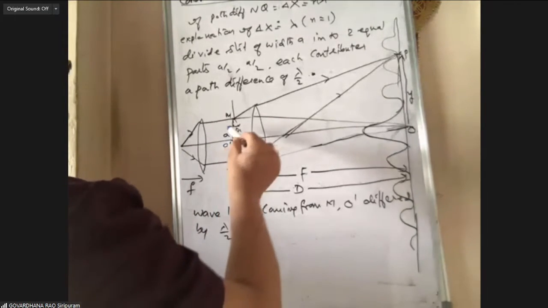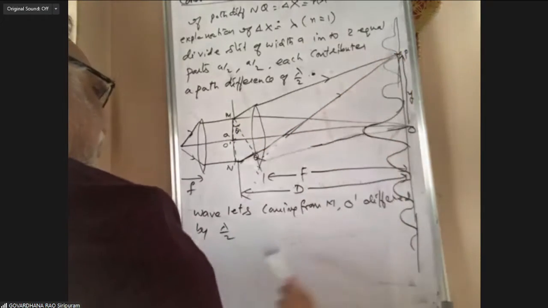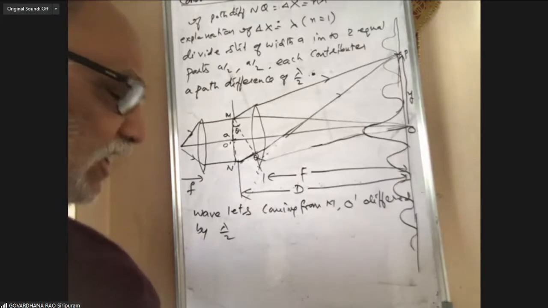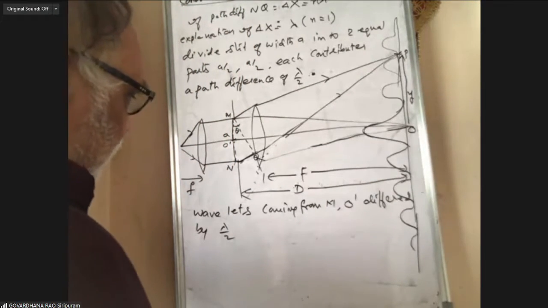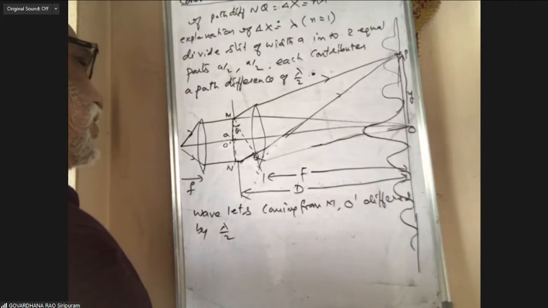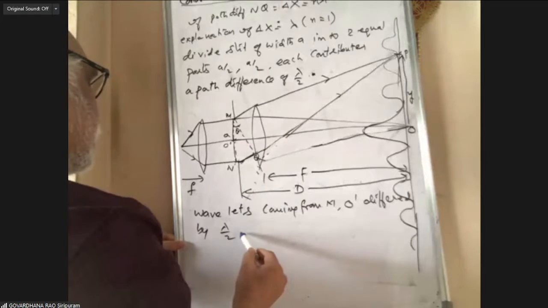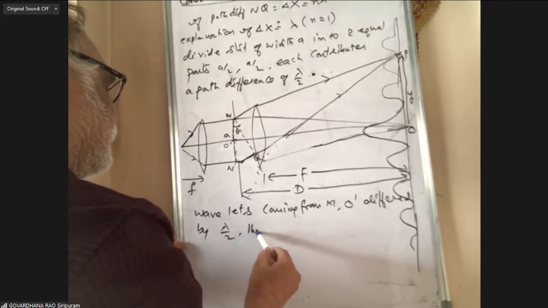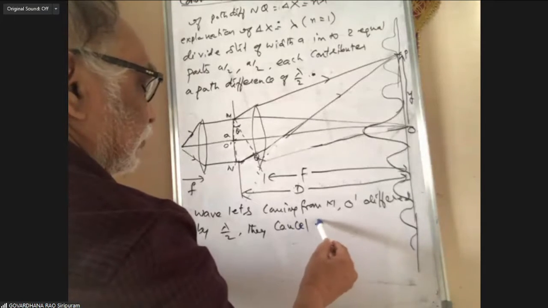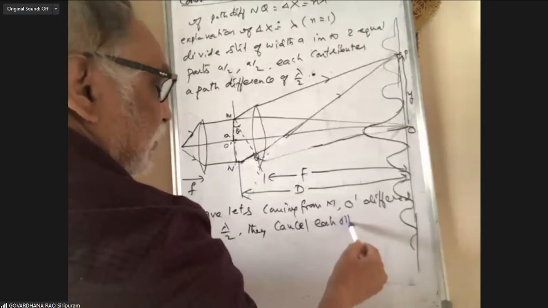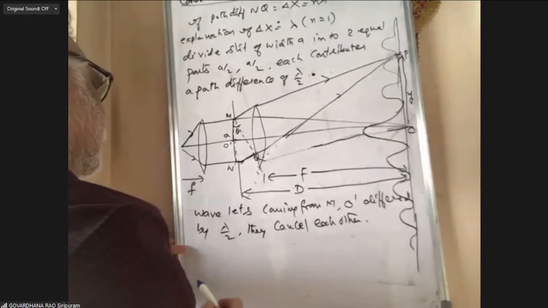So whenever the path difference between waves coming from M and O dash at the point P is lambda by 2, the phase difference is how much? Pi. Yes. Phase difference is pi means these two are in opposite directions. So they cancel each other. So these two cancel each other.